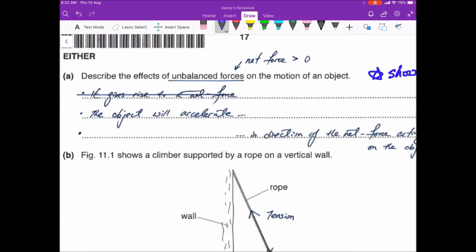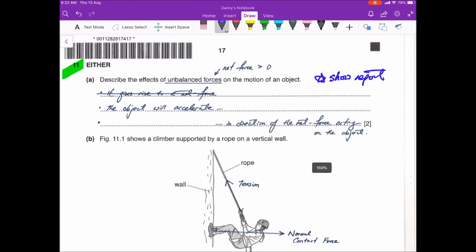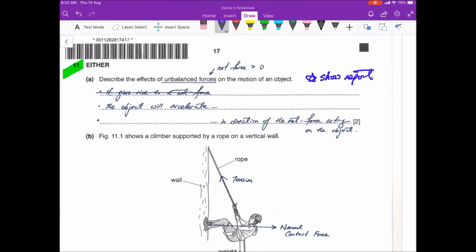Okay, then it is the question on forces. For 11A, you need to talk about the effect of unbalanced force. Unbalanced force simply means that your net force is greater than 0. So when your net force is greater than 0, first of all, your object will accelerate, because by your second law, F net equals ma. So if your F net is more than 0, definitely your a will be more than 0.